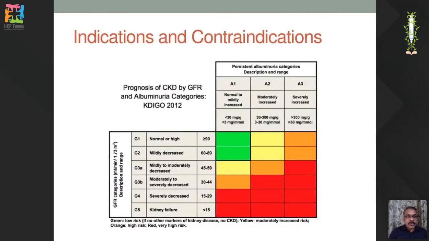This slide just shows, on the left-hand side, the reducing GFR from stage 1 to stage 5, and on this side there is albuminuria. Both of these are the indications, and the grading of end-stage renal disease is done by this. As the GFR goes down and the proteinuria increases, the green zone becomes yellow, and within stage 3 it becomes orange, and then red, which means the chance of death is very, very high.